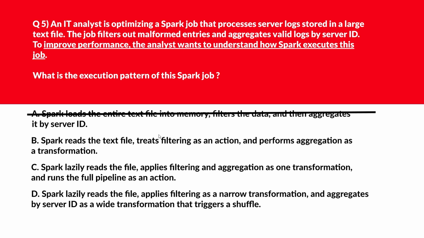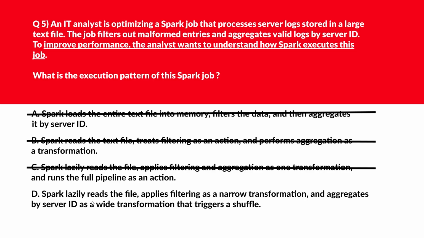We'll move to option B. B says Spark reads the text file, treats filtering as an action, and performs aggregation as a transformation. So this option mislabels filtering as an action, which it isn't. Therefore, wrong answer. Option C says Spark lazily reads the file, applies filtering and aggregation as one transformation, and runs the full pipeline as an action. So this option incorrectly combines two distinct transformations into one. Let's delete it. Let's move to option D.